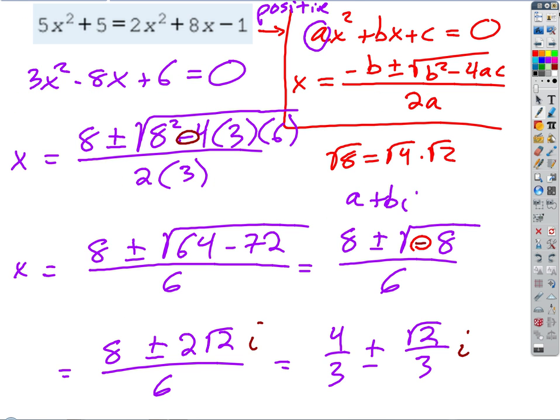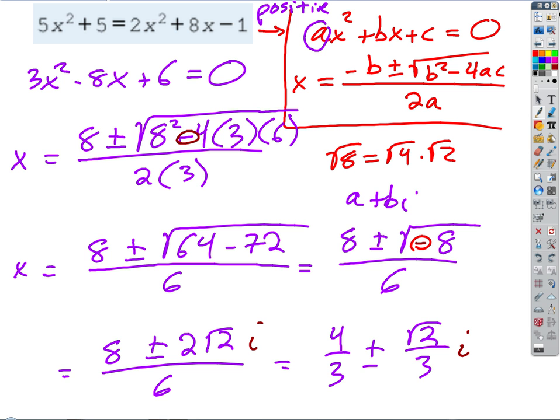Okay, last issue. Now, when you look at the quadratic formula, I want you to tell me, what part of the quadratic formula is going to tell you if you are going to get i's in your answer or not? I mean, why do you get i's in an answer?